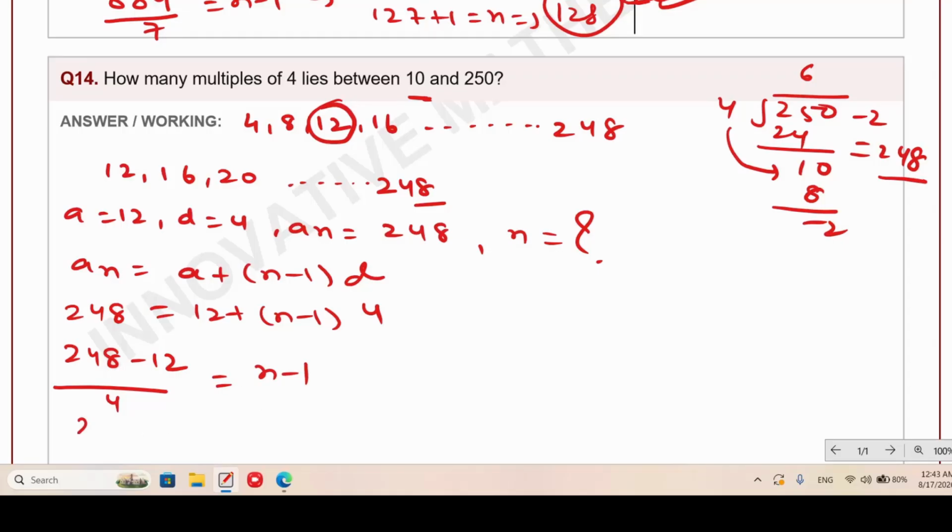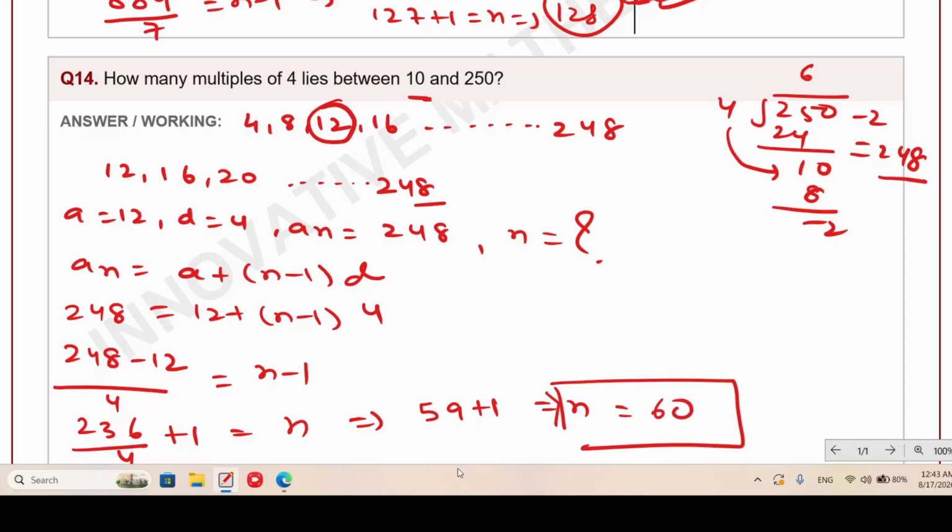So 236 upon 4 plus 1 equals to N. 236 is divisible by 4. Is it? Yes, 59. So 59 plus 1 equals to N, that is N is equals to 60.